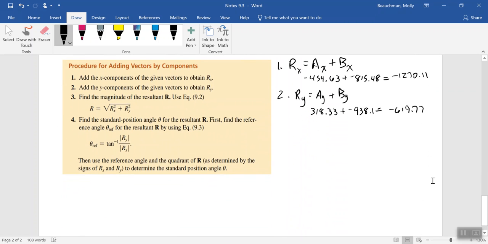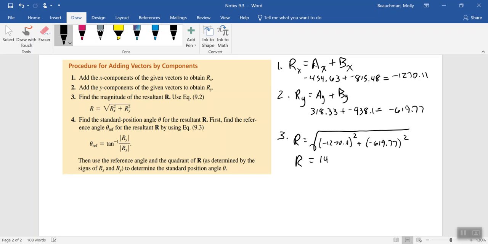All right, step 3, now it's a problem like we just did. Now I can find the magnitude of my vector by taking the square root of each of the components squared and added together. This is using Pythagorean theorem. So the magnitude of my resultant vector will end up being 1413.3.